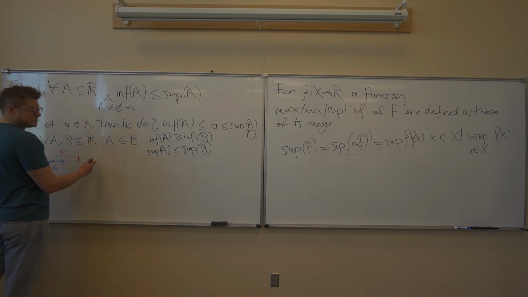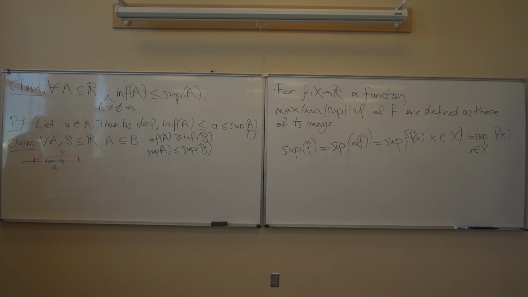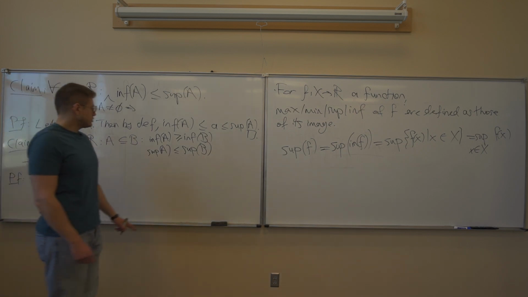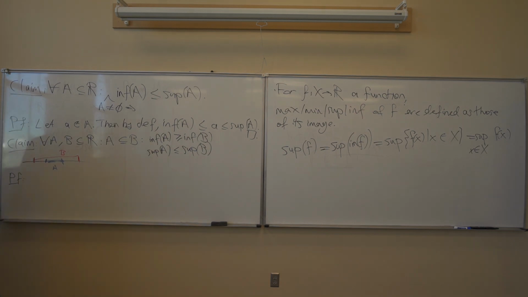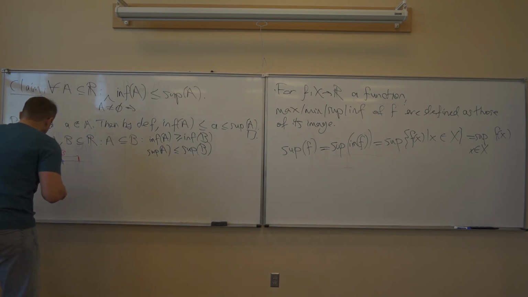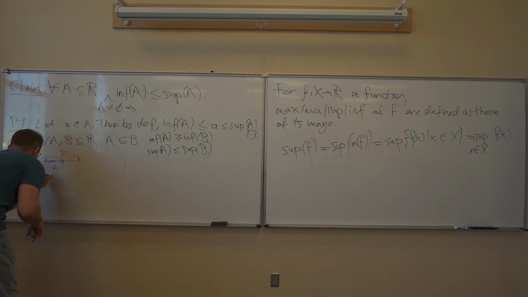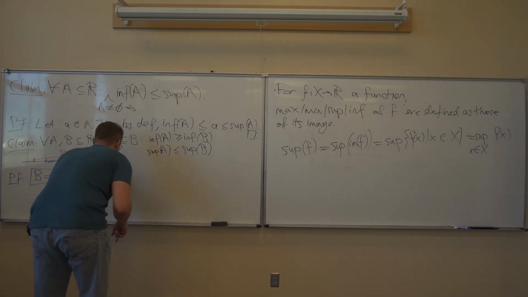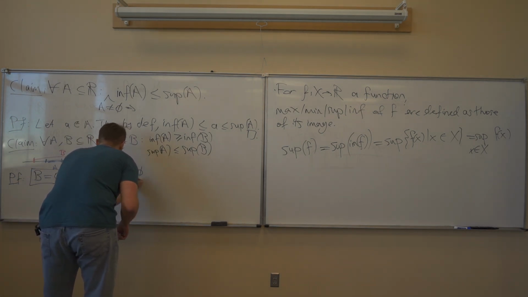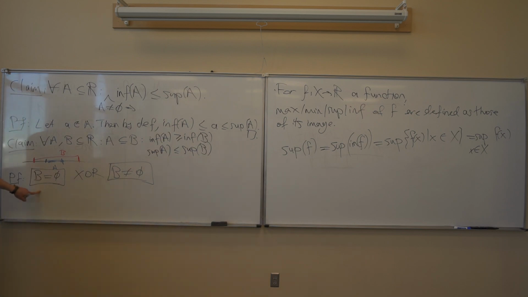This is the intuition. The point is to turn this intuition into a proof. So we need to now separate cases. Either B is empty or it is not. There are no other options. So B is empty, XOR, exclusive or, B is not empty. If B is empty, since A is a subset of B, A has to be also empty.